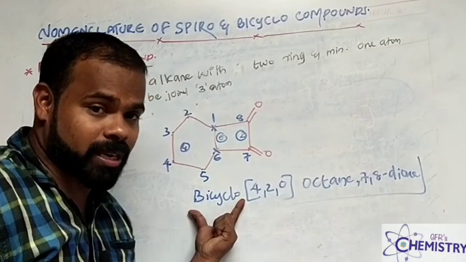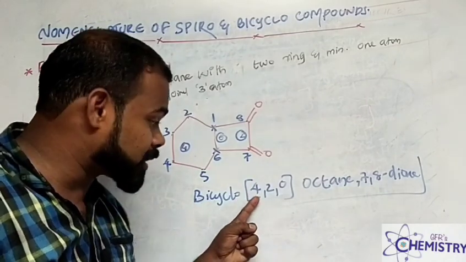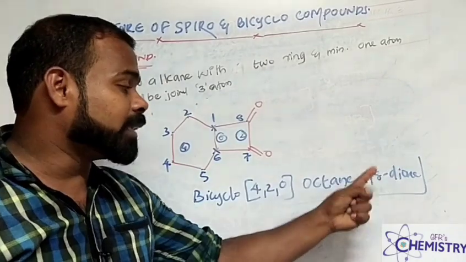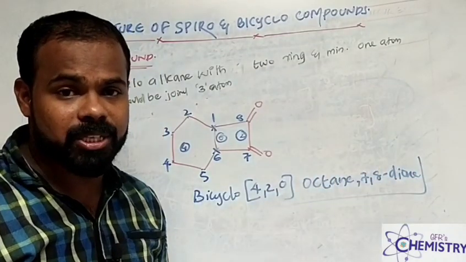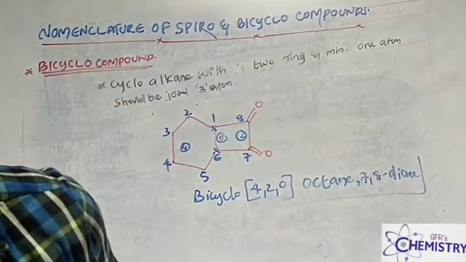Then start with the name bicyclo. That is compulsory. Then start a square bracket: biggest, smallest, smallest. Then the parent name. Then if the functional group is there, we want to notice that. That is enough. This is bicyclo. Next one.